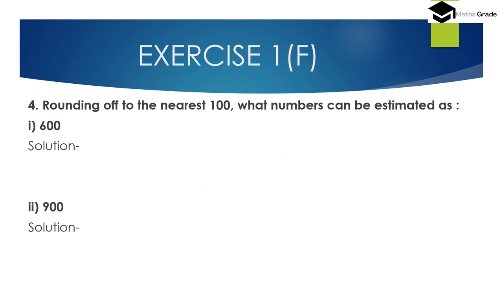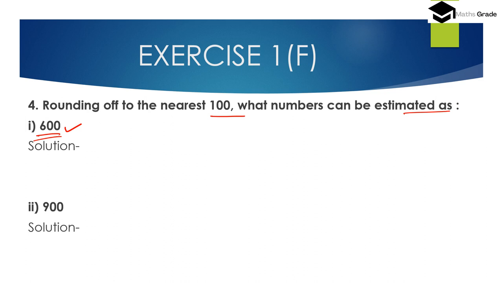Now question number 4. Rounding up to the nearest 100, what numbers can be estimated as? First bit is 600. We have to count the numbers which, when rounded up to the nearest 100, will be 600. When we round any number to the nearest 100, first look at the tens place digit. The tens place digit will be less than 5 or more than 5. If it is less than 5, just write down the 100s place digit as it is.